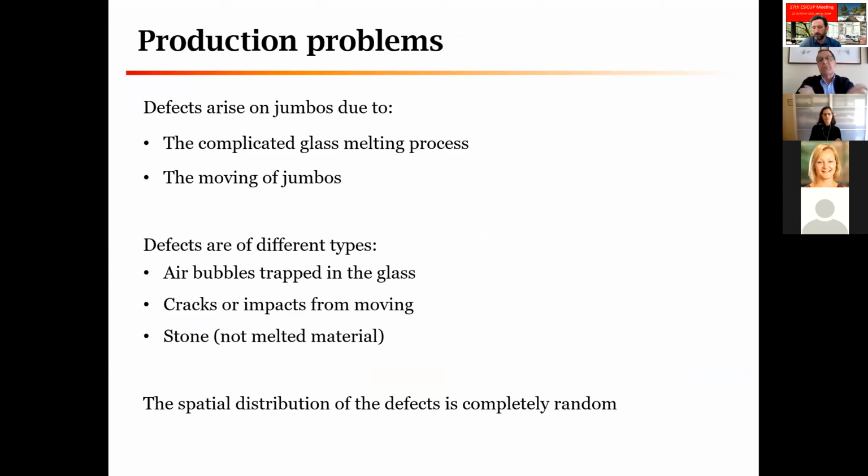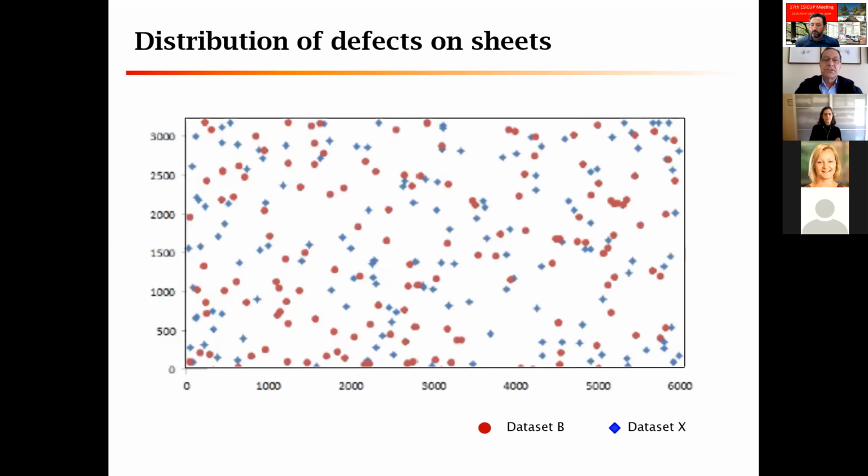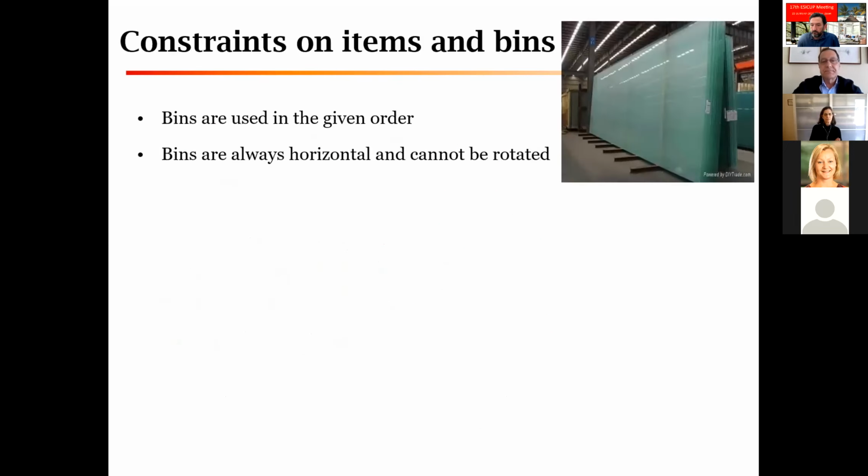There is some problem with the production process because some defects may appear in the jumbos due to the melting process and also to the movement of the jumbos. So there may be some small air bubbles, some cracks, or even some not correctly melted material. These defects may appear in any part of the jumbos. We drew the position of the defects in the problem we use as the 10 instances. As you can see, they are completely randomly distributed over the jumbos.